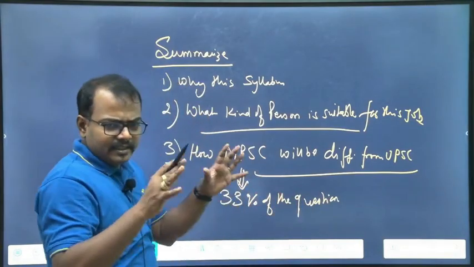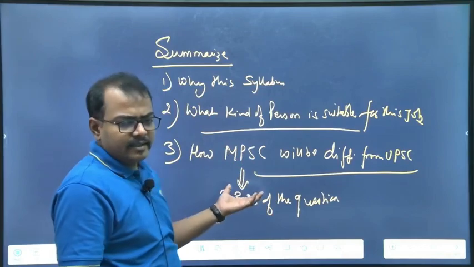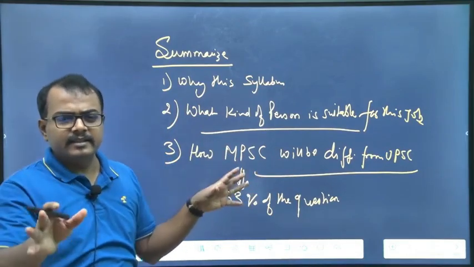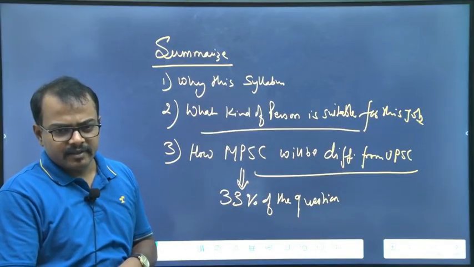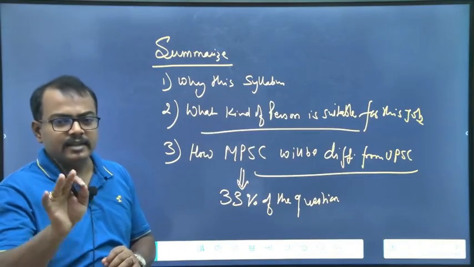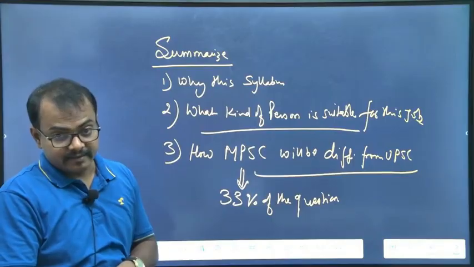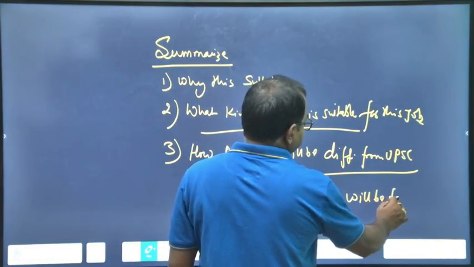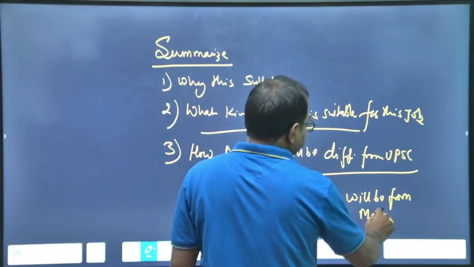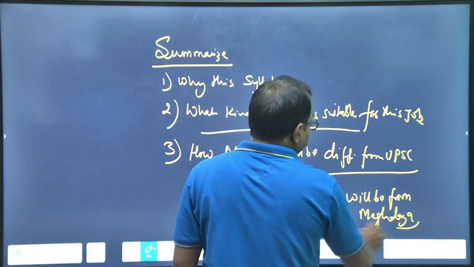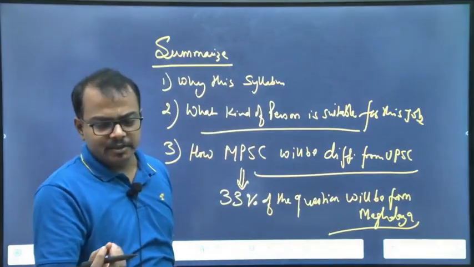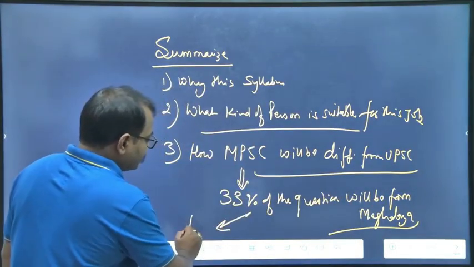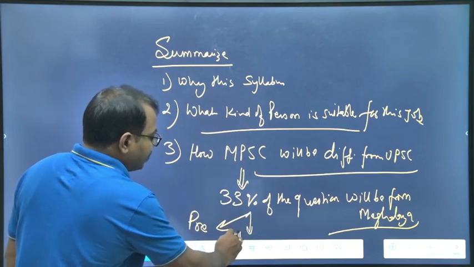which I have seen till now, in my experience, I have taken classes in more than 16 states and I have seen more than 12 to 13 state PCS students. So everywhere minimum 33% questions will be from that state. 33% questions will be from Meghalaya, and that is the reality. If it is Assam, then 33% questions will be from Assam. Both in prelims and mains.